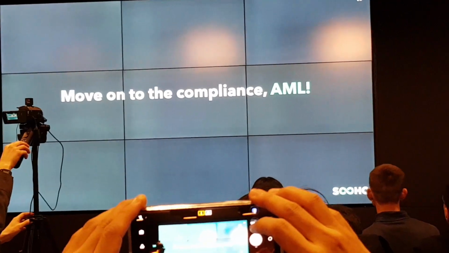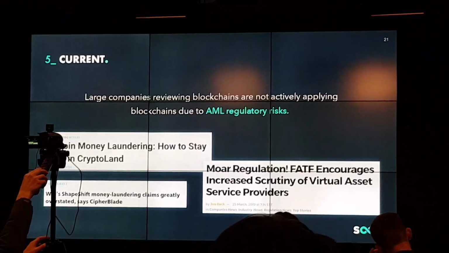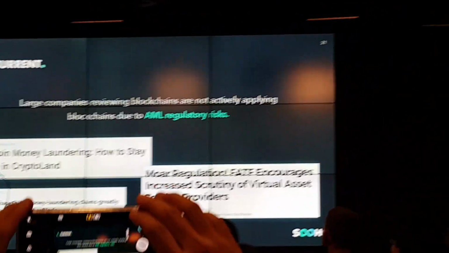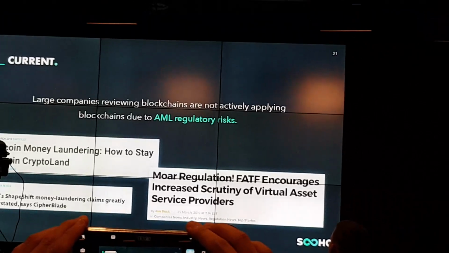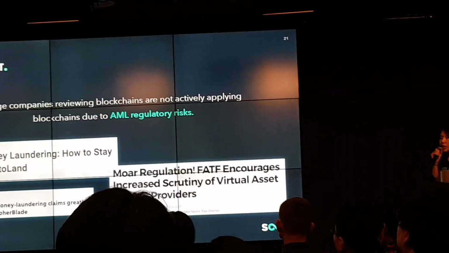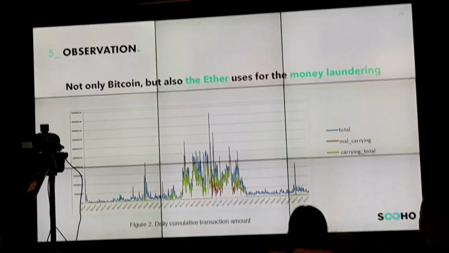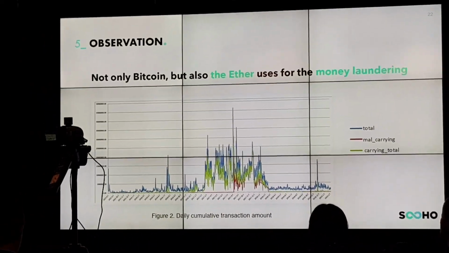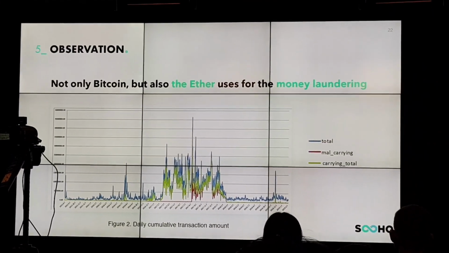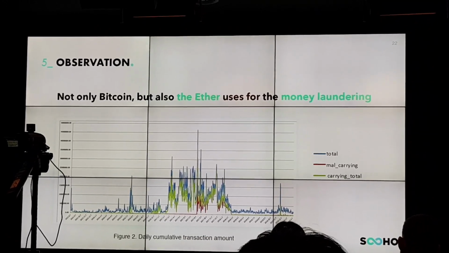Then let's move on to compliance, AML. The issue we recently take care of is money laundering. Most companies that consider introducing blockchain hesitate because of the AML compliance risk. It is a widespread fact that Bitcoin has been used very much in money laundering. But according to our research, not only Bitcoin but also Ethereum is used very much for money laundering.